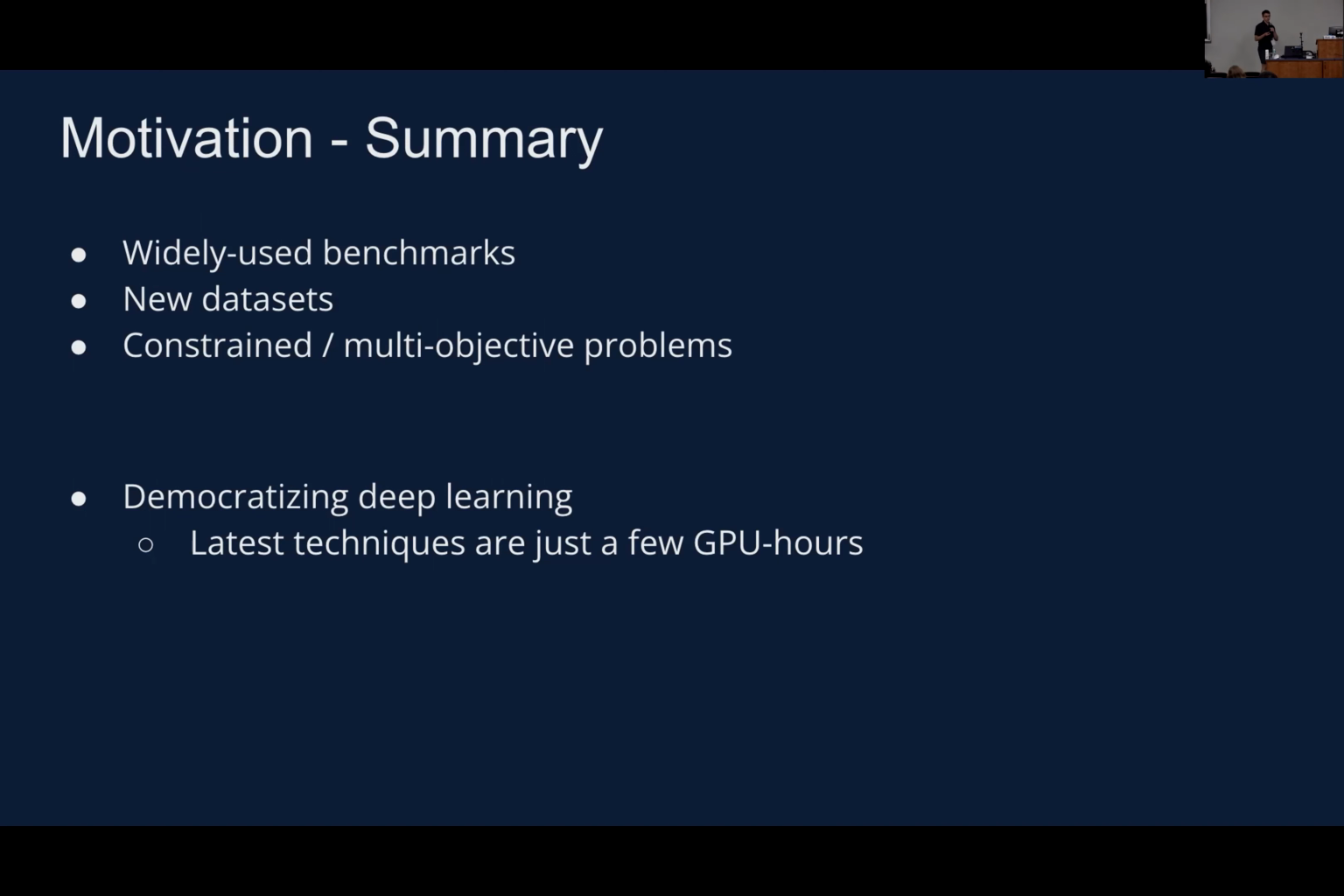So even though the first NAS algorithms took thousands of GPU hours to run, the most efficient techniques today take just a few GPU hours. So really this allows anybody who has a few cloud credits to go and run some of these NAS algorithms and get a very high-performing deep learning model for their data set. So these techniques are really helping anyone get into deep learning.